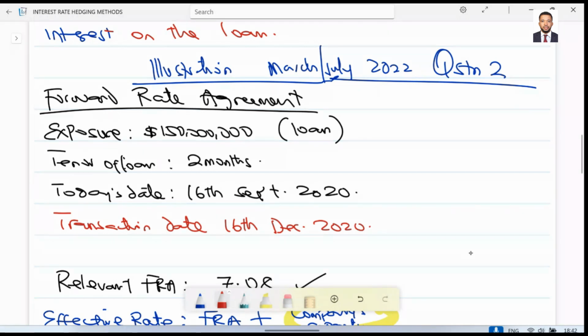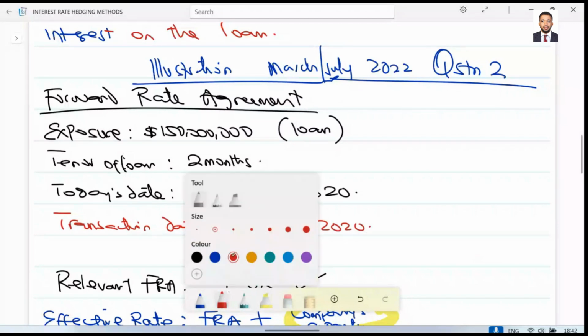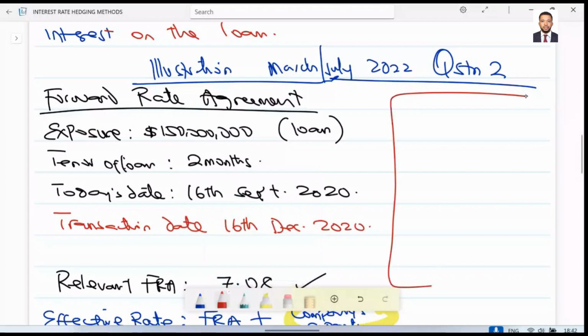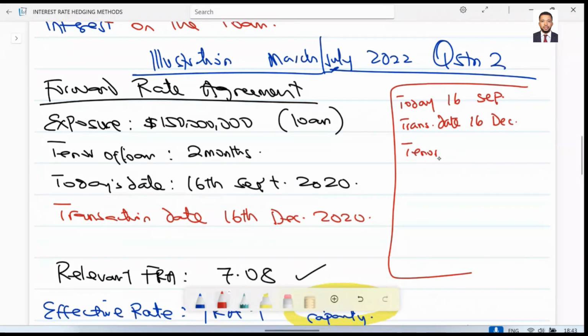You are checking what to when? They said today's date being September, and the transaction date, December 16th. Hold on now. Today is what? 16 September. What's the transaction date? 16 December. What's the tenor of the loan?